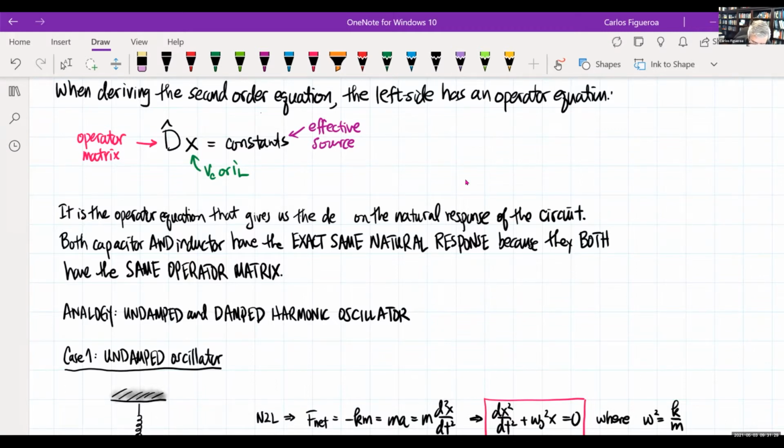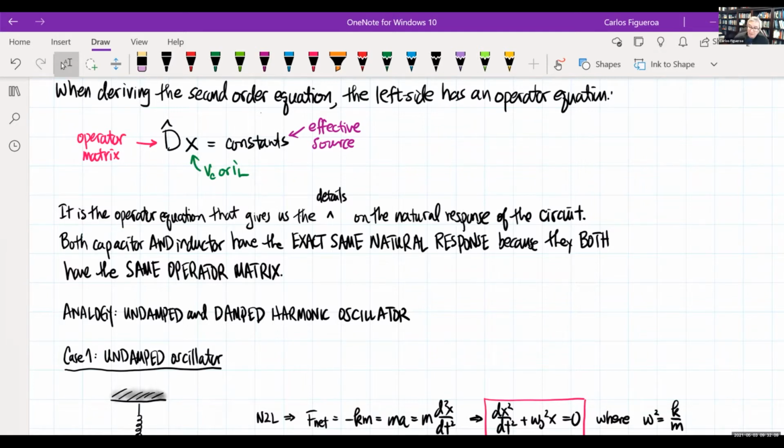What's up with that? Let's erase that. How about if I just do this? I'm not going to have space. Details on the natural response of the circuit. Both the cap and the inductor have the exact same natural response because they both have the same operator matrix. And you can't see that with the direct method, right? The direct method hides all that stuff. That's not the case with the operator method. It's there for everybody to see. So that's an important piece of information right there.